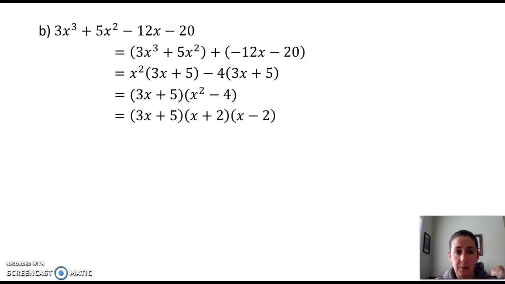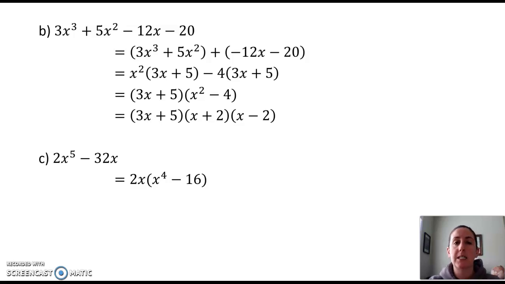Let's look at another example. 2x to the 5th minus 32x. Again, the first thing you want to do is factor out anything that they both have in common. So if you notice, they're both divisible by 2x, so when I pull out a 2x, I'm left with x to the 4th minus 16.